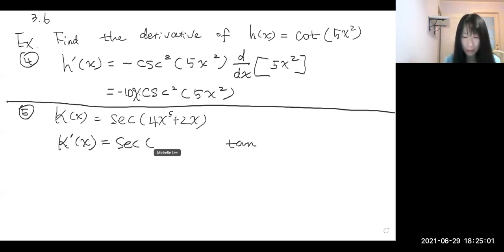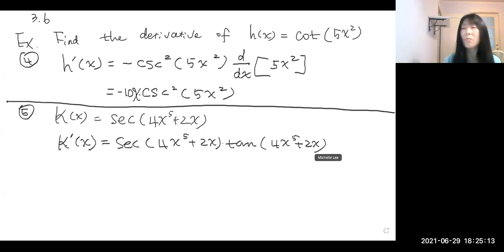But in this case, x is replaced by whatever is inside. So 4x to the 5th power plus 2x, then tangent of whatever is inside, this composite function. Okay, now we're not done yet because where is the derivative of the inside, right? So we're going to take the derivative.